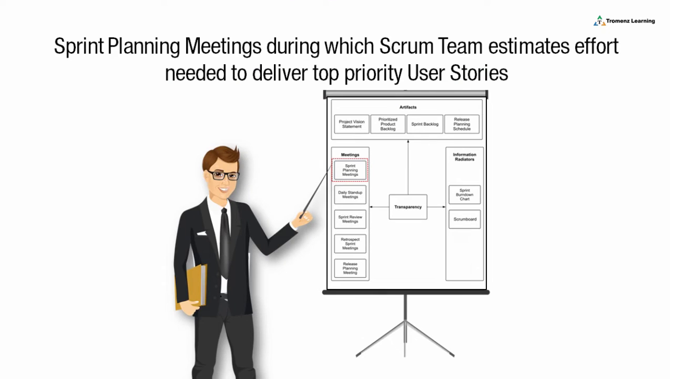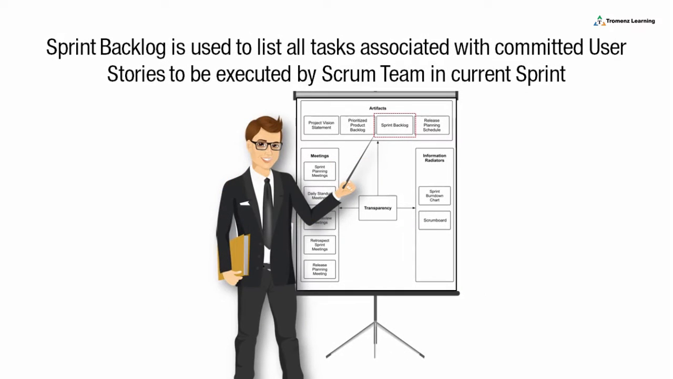Sprint planning meetings, during which the Scrum team estimates the effort needed to deliver top priority user stories and commits to a set of user stories for completion in the sprint. The sprint backlog is used to list all the tasks associated with the committed user stories to be executed by the Scrum team in the current sprint.